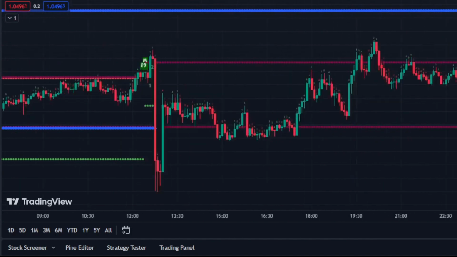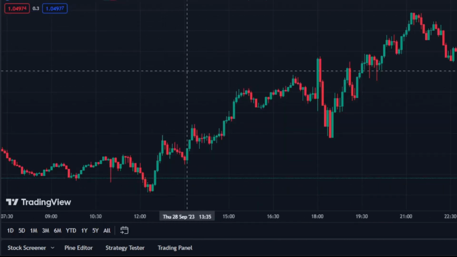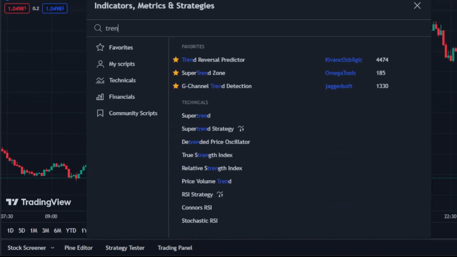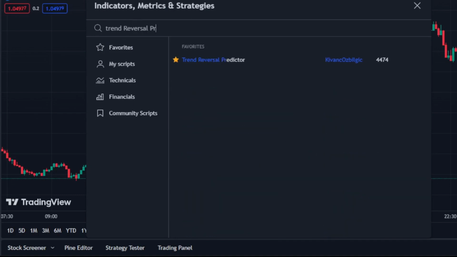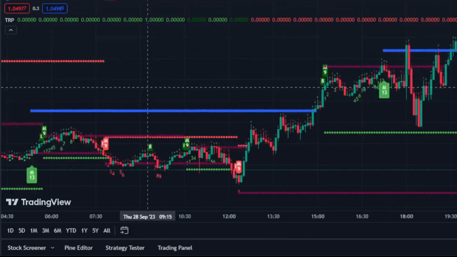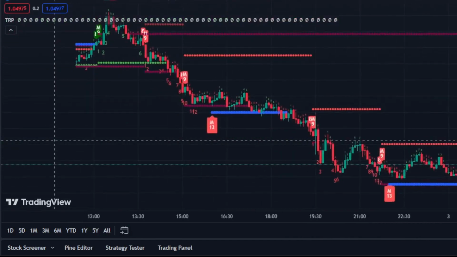We are going to use only one indicator in this strategy. Let us start by adding the indicator. To add this indicator to your chart, go to the indicator section and search for the trend reversal predictor. Add the indicator to your chart. Modify the settings, uncheck all the checkboxes until you see resistance or support. Then uncheck all the checkboxes except shapes and until the last shape labeled green checkbox.